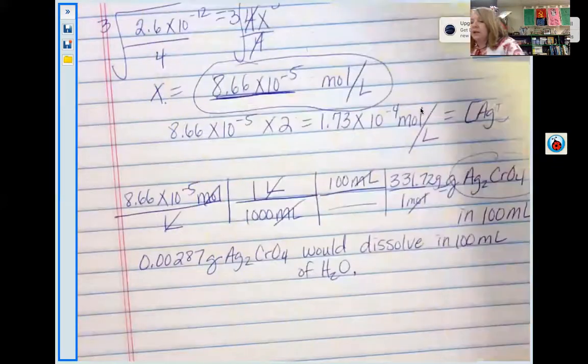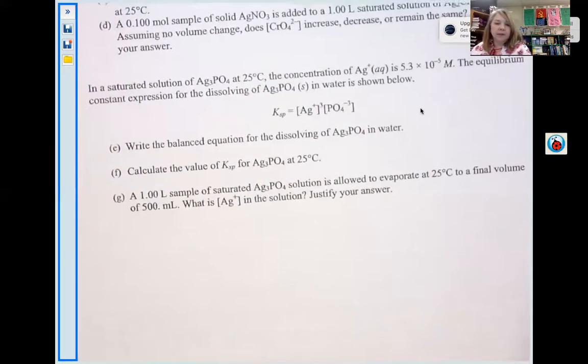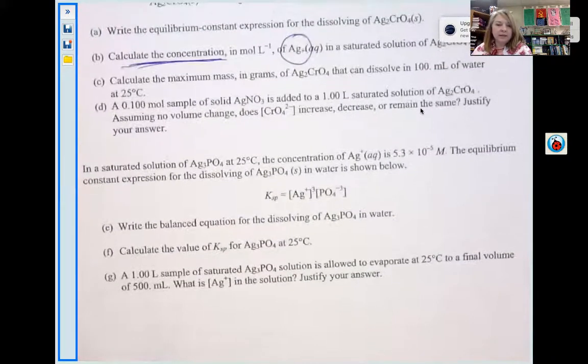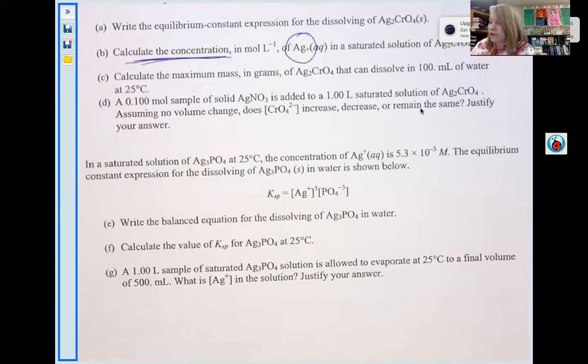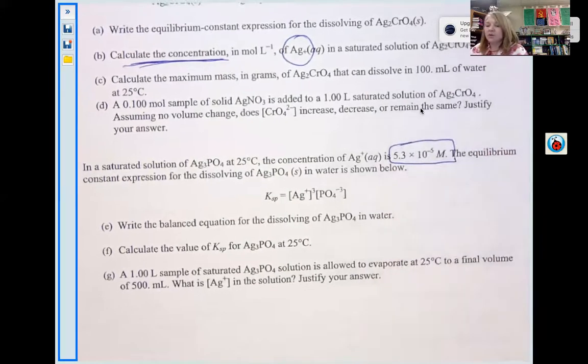All right, last part of the question, we go to the silver phosphate, okay? So they give us the concentration of silver in silver phosphate. Pay attention to what you're given in the problem, all right? They didn't give you KSP, they gave you the concentration of the silver. Then you had to write a balanced equation for the dissolving of the silver phosphate.